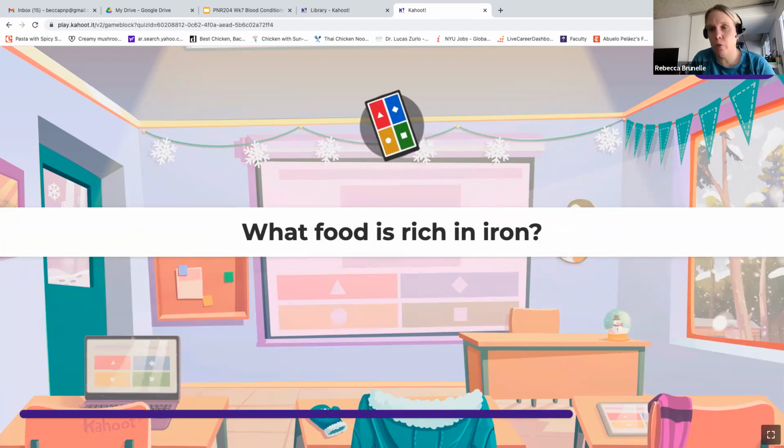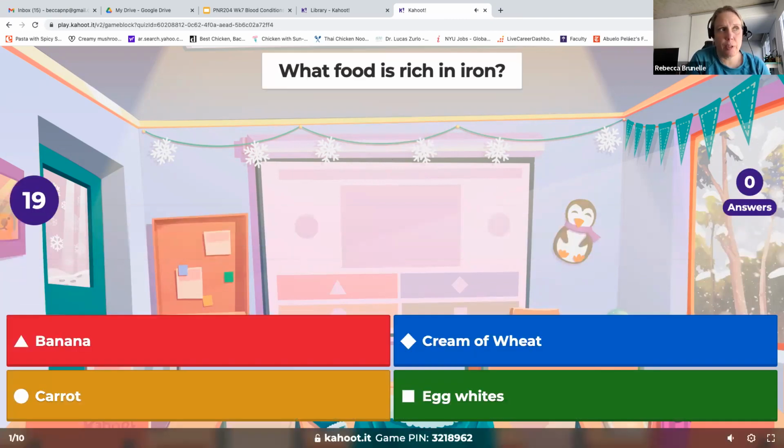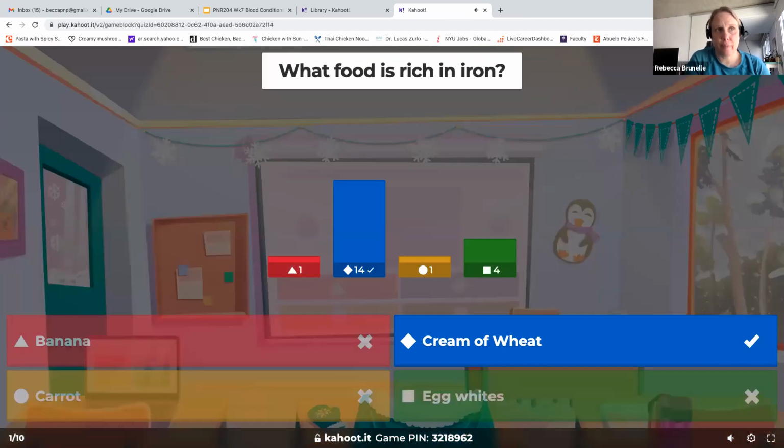So what food is rich in iron? Banana, carrot, cream of wheat, or egg whites? Very good. Yeah. So the egg yolks are high in iron, but not the egg whites. So cream of wheat is the best answer there.